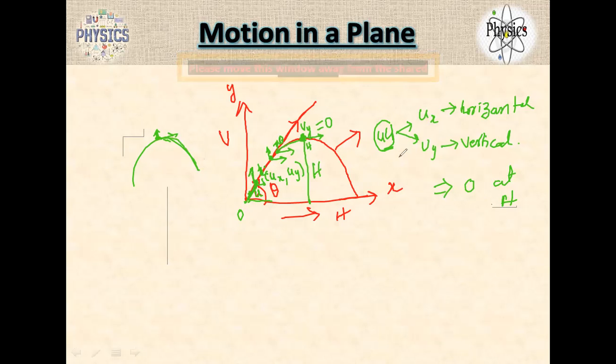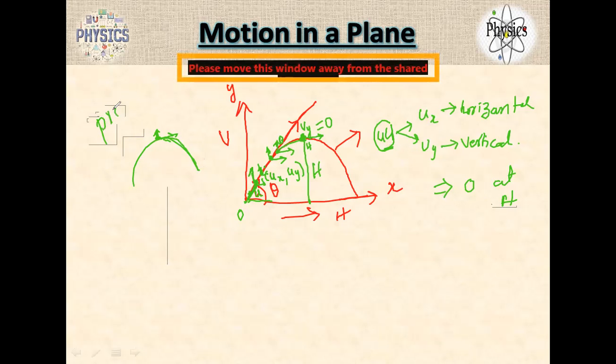So at the maximum height, someone asks you, it's a very important question from the point of view of IIT, what type of motion is this? This is called projectile motion. Sir, what is this term? Projectile. The spelling you can see, P-R, projectile.